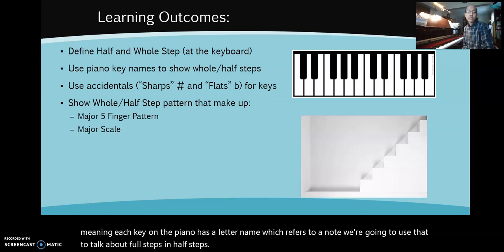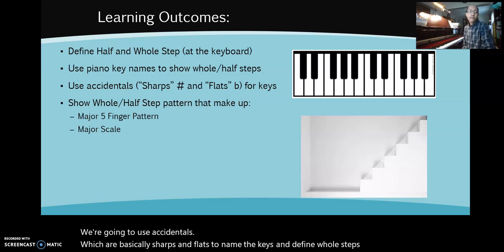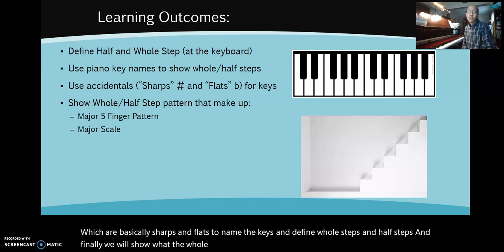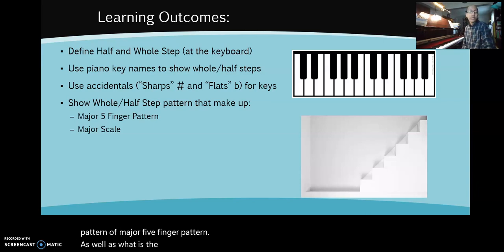We're going to use accidentals, which are basically sharps and flats, to name the keys and define whole steps and half steps. And finally, we will show what the whole step and half step patterns are that make up a five-finger pattern, a major five-finger pattern, as well as what is the whole step and half step pattern that makes up a major scale.